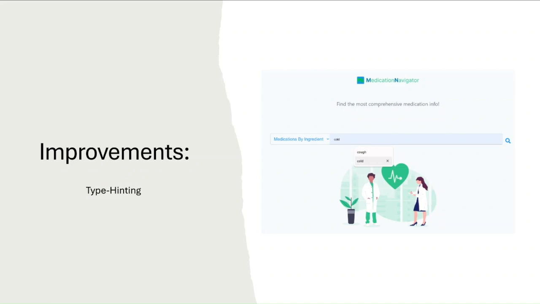One key feature we identified is type hinting. Users often struggle to guess the correct medical terminology when searching for medications. For example, someone with a cold may not find useful results by searching for cold, which isn't a searchable condition, but could find relevant medications by searching for related terms like fever, cough, or nasal congestion. A system that guides users toward searchable terms would greatly enhance usability.